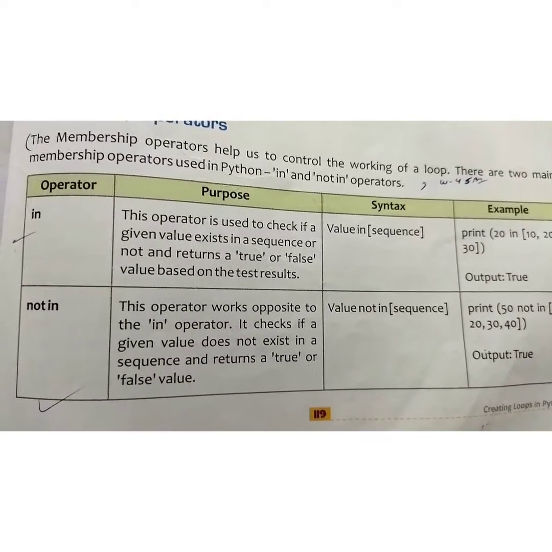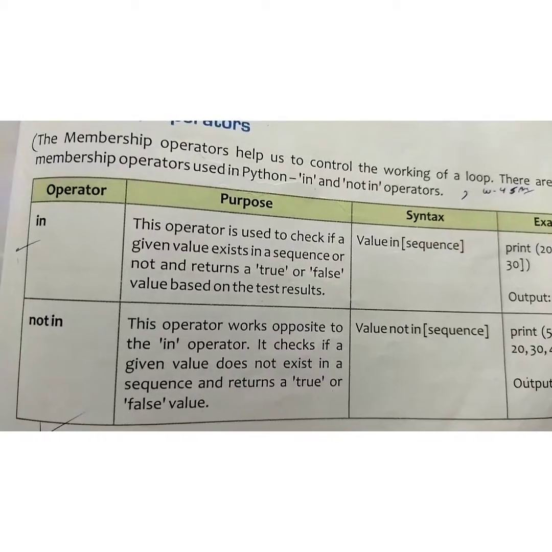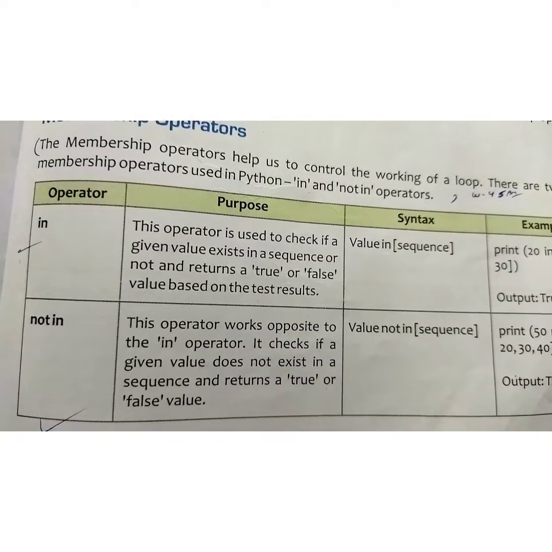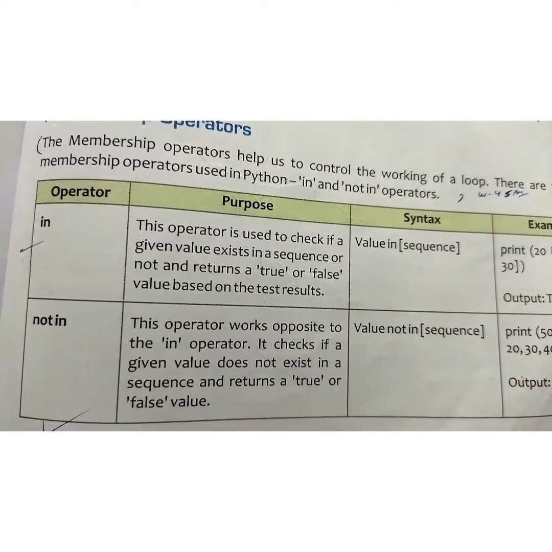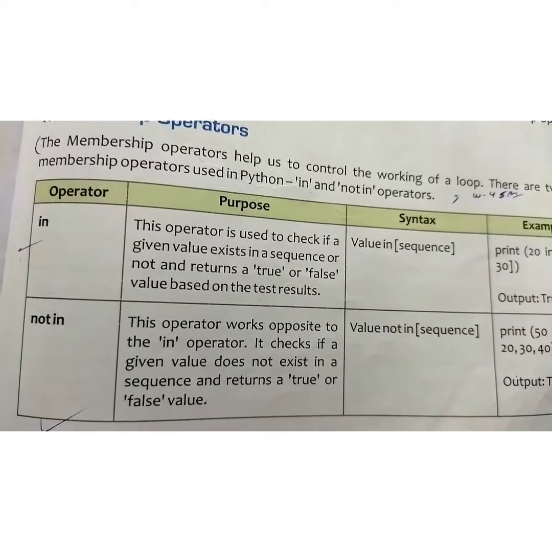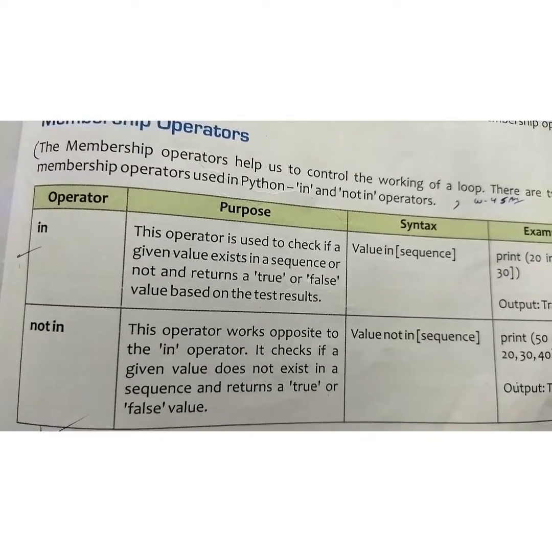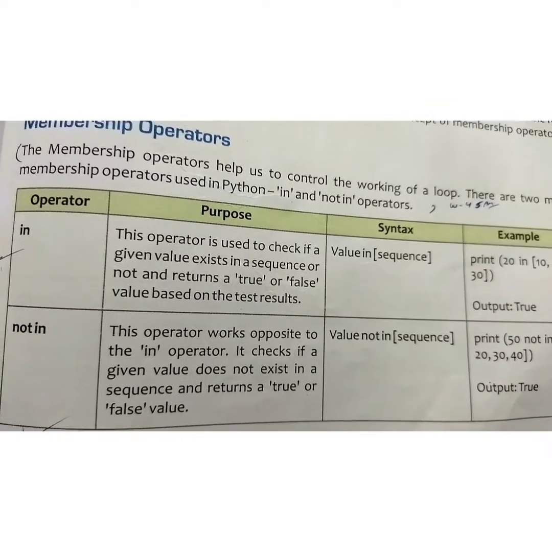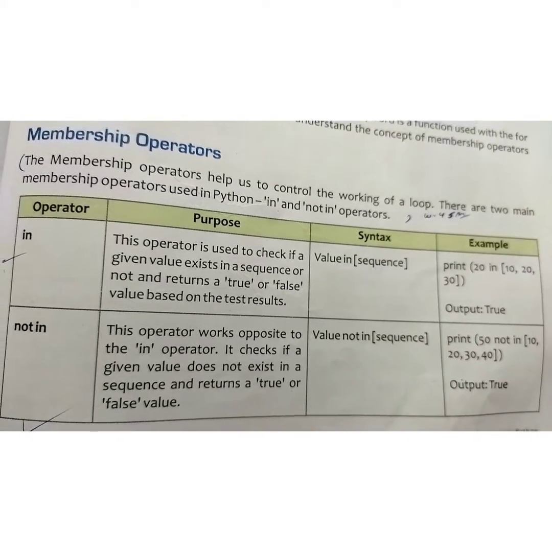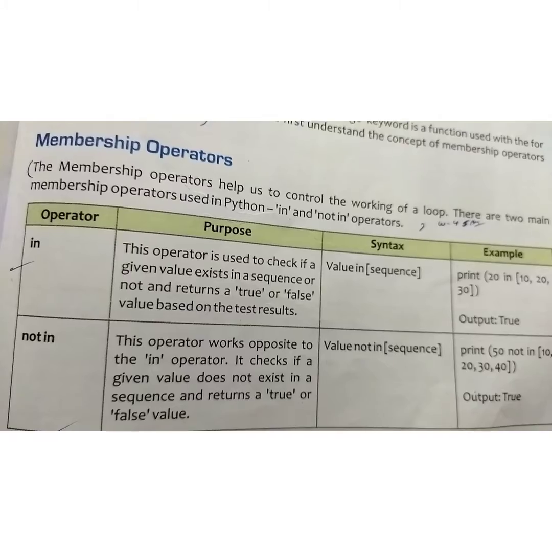The next operator is not in. This operator works opposite to the in operator. It checks if a given value does not exist in a sequence and returns a true or false value. The syntax is value not in sequence. You will write this example: print(50 not in [10, 20, 30, 40]). The output is True.